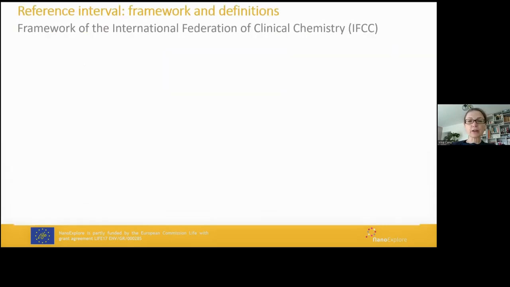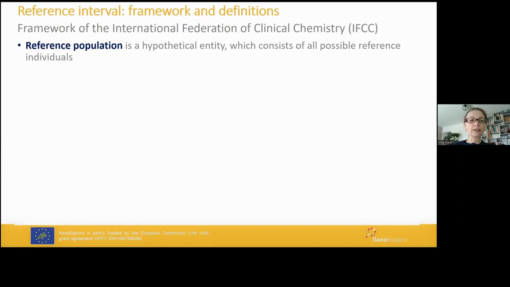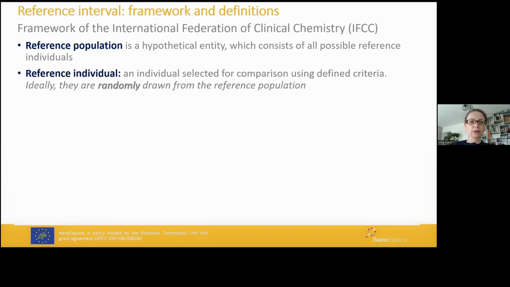To measure the reference interval and to have all these definitions, I will use the framework of the International Federation of Clinical Chemistry. Of course, to measure the reference interval, we first have to establish the reference population where this interval could be measured. It is a hypothetical entity which consists of all possible reference individuals. Who are the reference individuals? Reference individuals are all those individuals that could be selected, ideally using a randomized selection, for comparison using different defined criteria. And the most important criterion is to make them representative of the reference population in terms of gender, age, and some specific life habits.